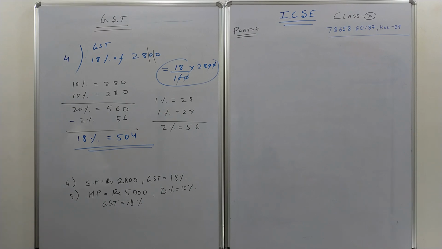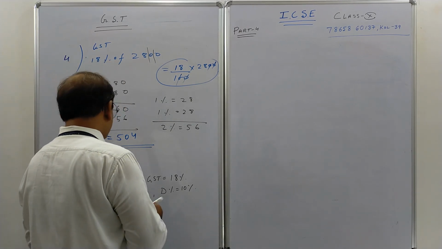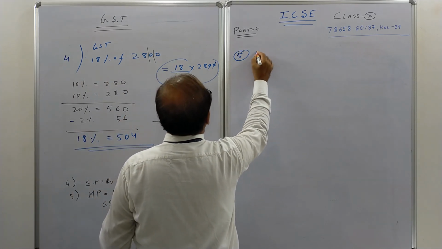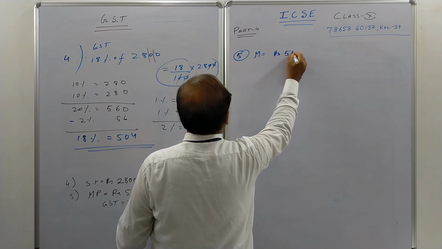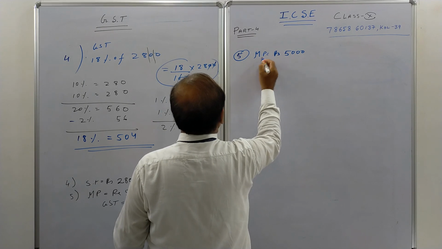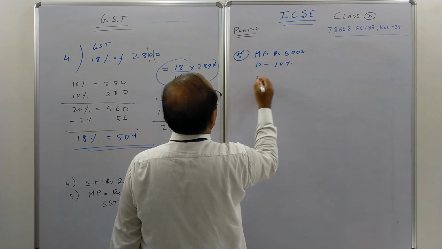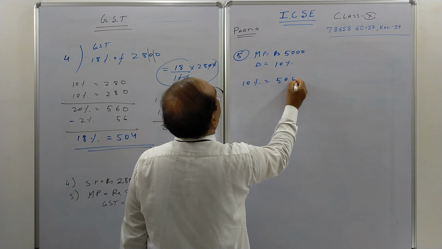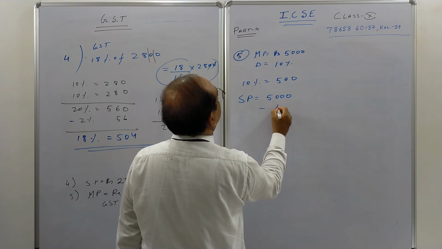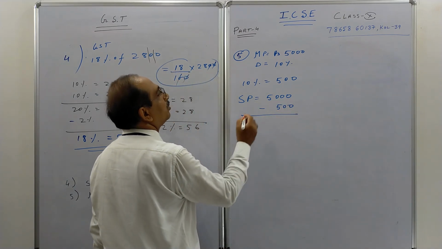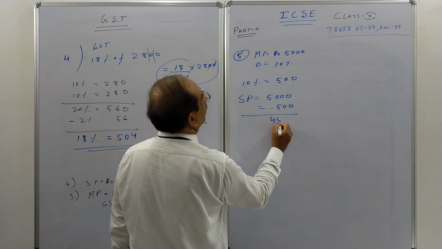So let us do that. Here we go to the last sum. Mark price is rupees 5,000. Discount is, children, 10%. So 10% is 500. So the selling price you will get is 5,000 minus 500. Okay, 90%, so we get 4,500.